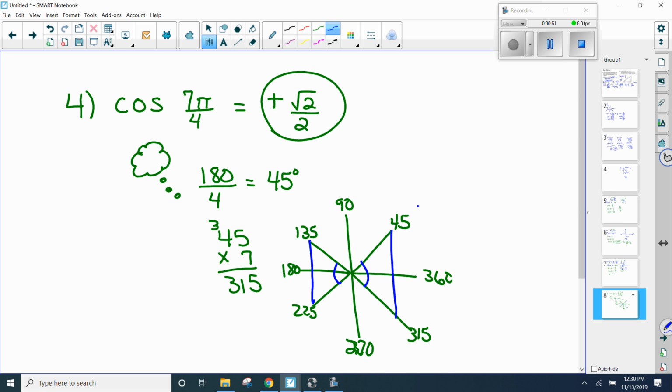So some of you are going to go 1, 2, 3, 4, 5, 6, 7. It's going to put me in that 4th quadrant. Some of you may do it this way to figure out what quadrant you're in. It's up to you. Some count. Some figure out what that is. What about the next one?